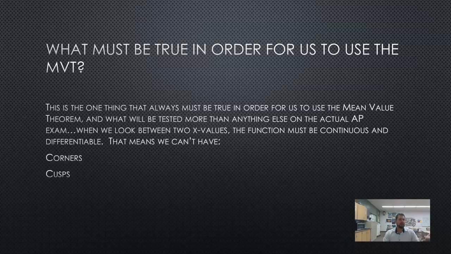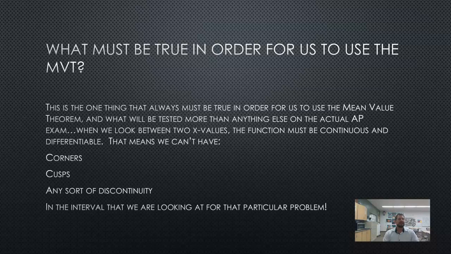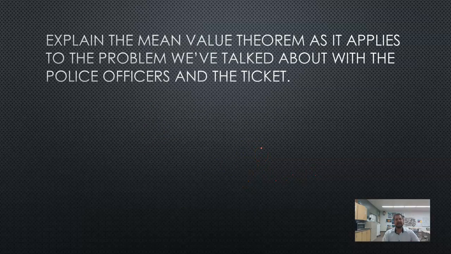So again, in order for us to use this, the function has to be continuous and differentiable. No corners, no cusps, and there cannot be any sort of discontinuity. Only on that interval, okay? If I'm looking at a function, and we'll look at this more in just a second, but I have a cusp right there, and then the rest of the graph is just fine, I can still use the mean value theorem between those two points. I just can't use it if this x value is included. We'll talk more about that in just a second.